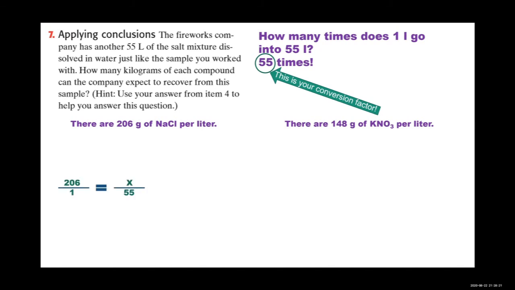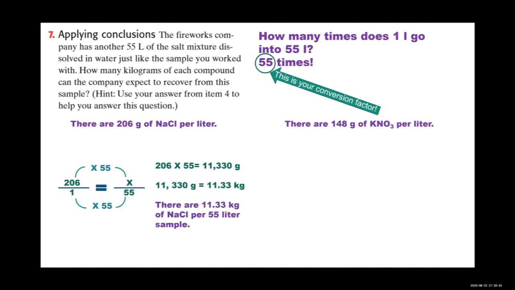206 grams in 1 liter is how many grams in 55 liters? And we get 11,330 grams. But it asked us how many kilograms. And 11,330 grams is 11.33 kilograms. So there are 11.33 kilograms of sodium chloride per 55 liter sample.